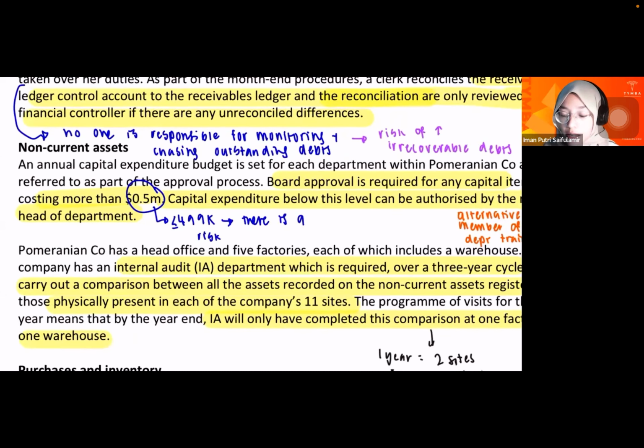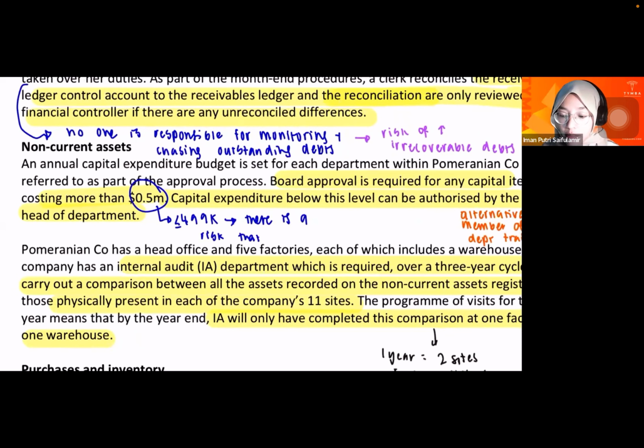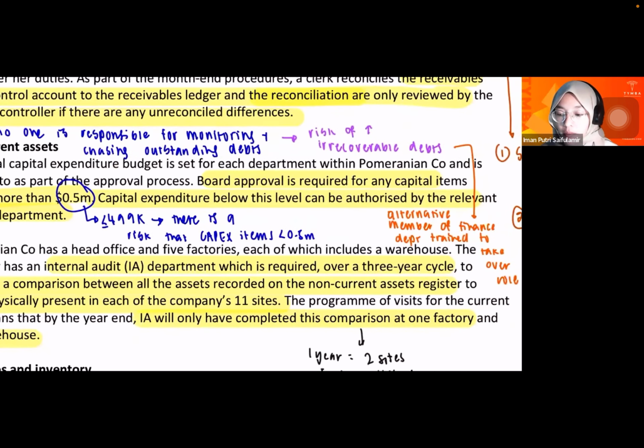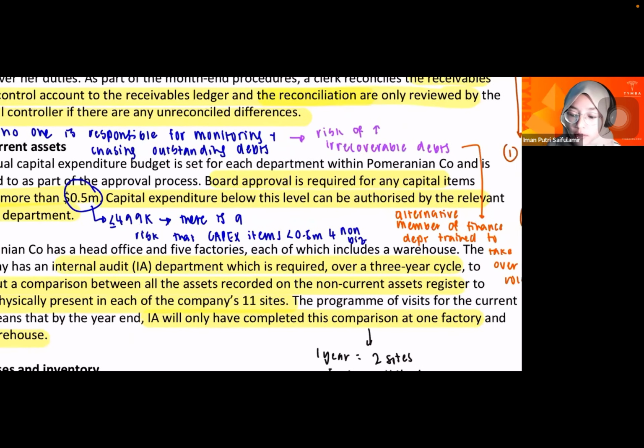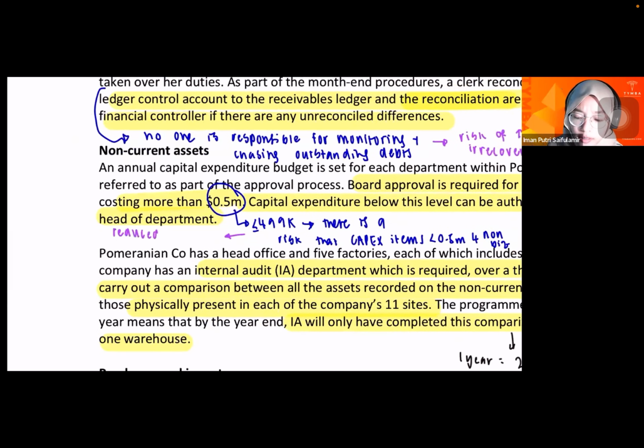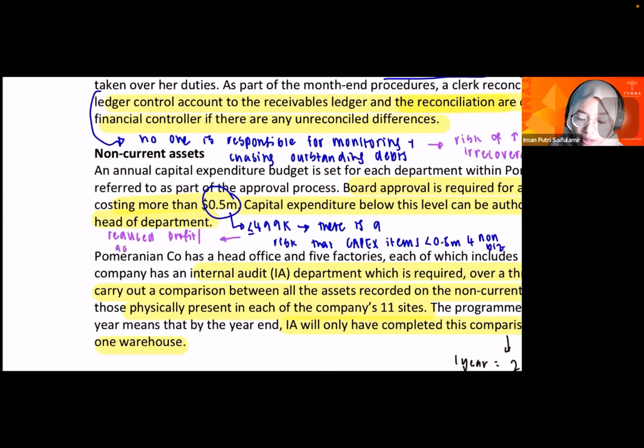There is a risk that capex items below 0.5 million are purchased for non-business use. Okay, so this can lead to the general implication of reduced profits or additional costs. Okay, reduced profit, additional costs, anything.